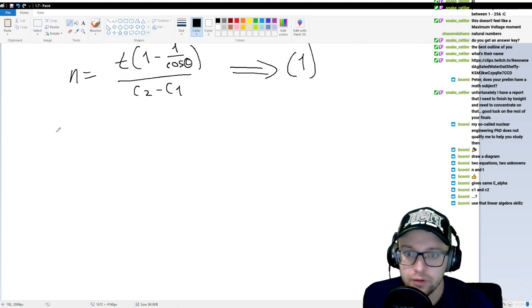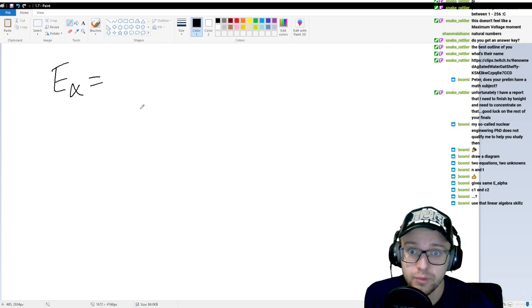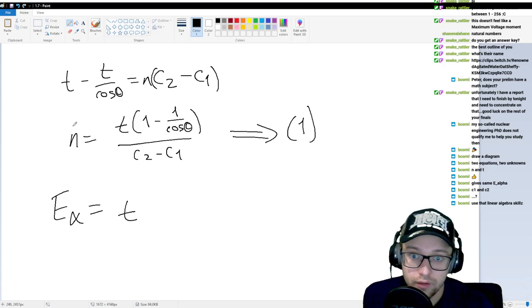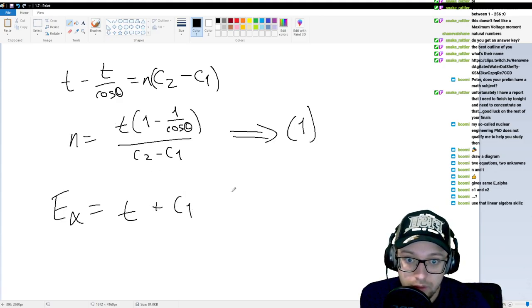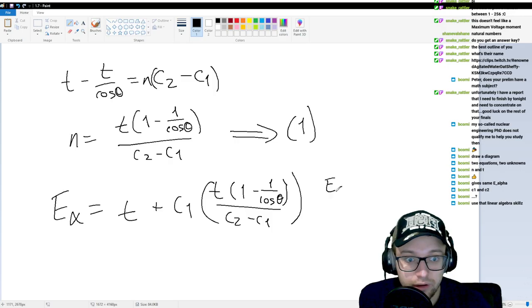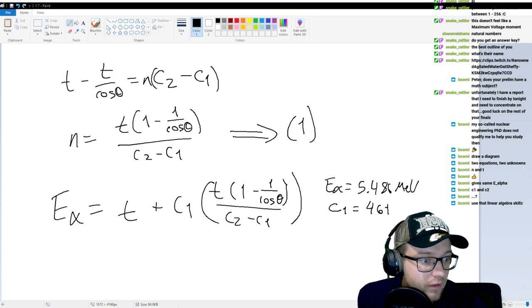So we have E alpha equals, excuse me, T plus C1 times T times 1 minus 1 over cosine of theta over C2 minus C1. And we know that E alpha equals 5.486 MeV. We know C1 equals 461, is it? Right? That's what the problem said, right? Right.